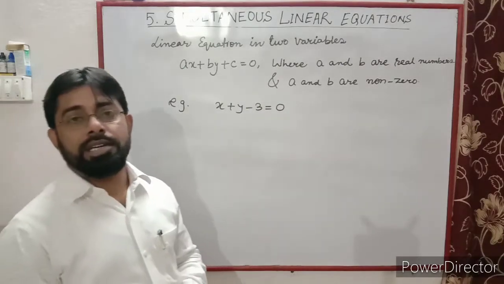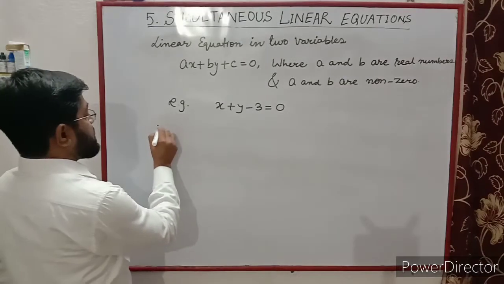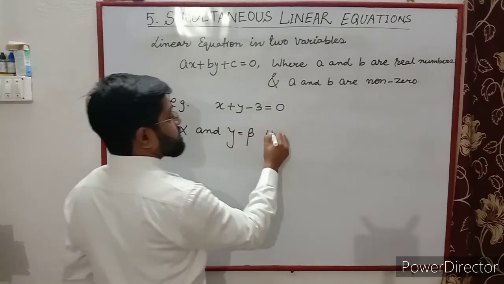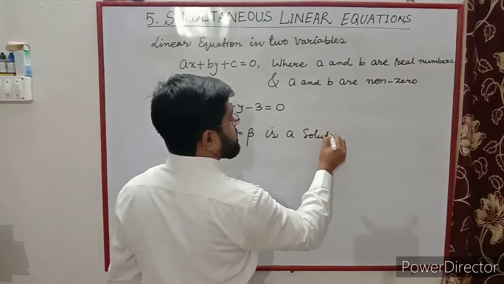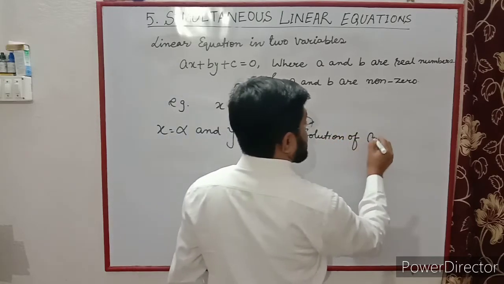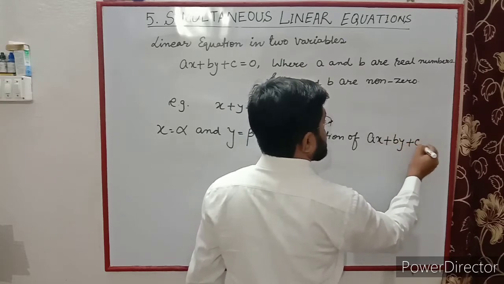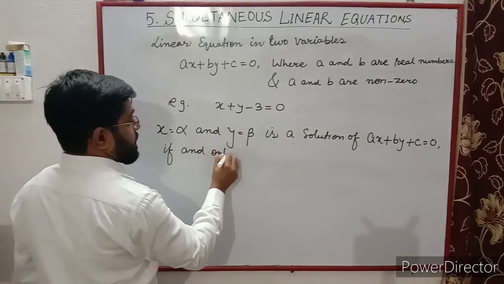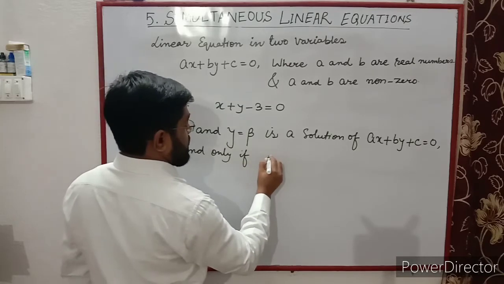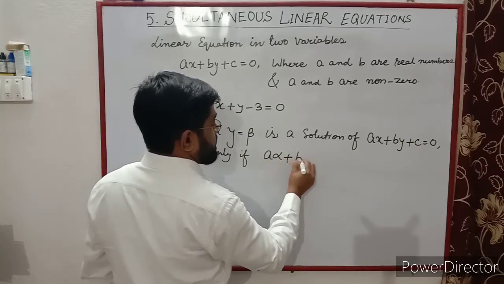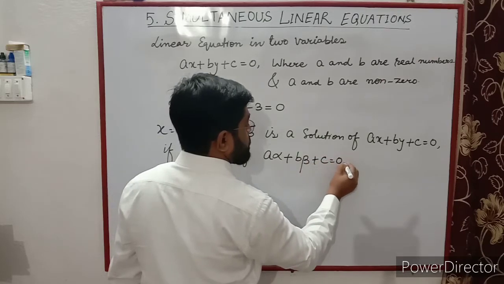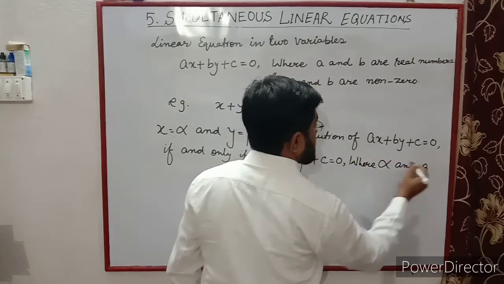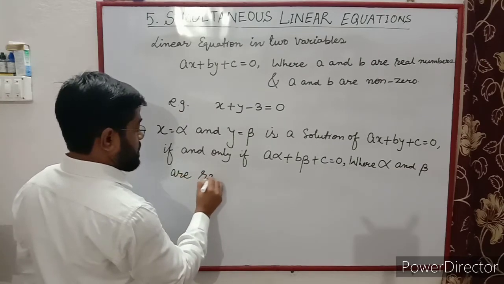Now solution of linear equation in two variables is x is equal to alpha and y is equal to beta is a solution of ax plus by plus c is equal to 0 if and only if a alpha plus b beta plus c is equal to 0, where alpha and beta are real numbers.